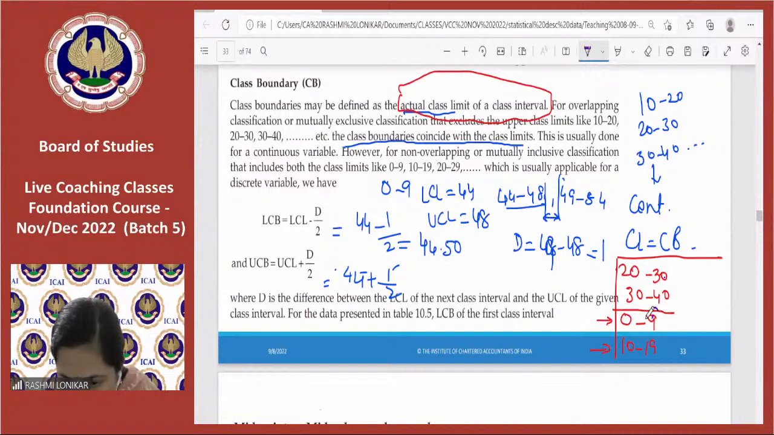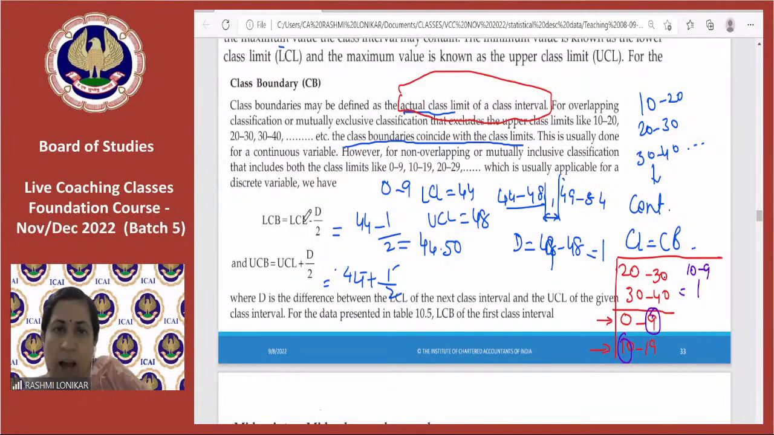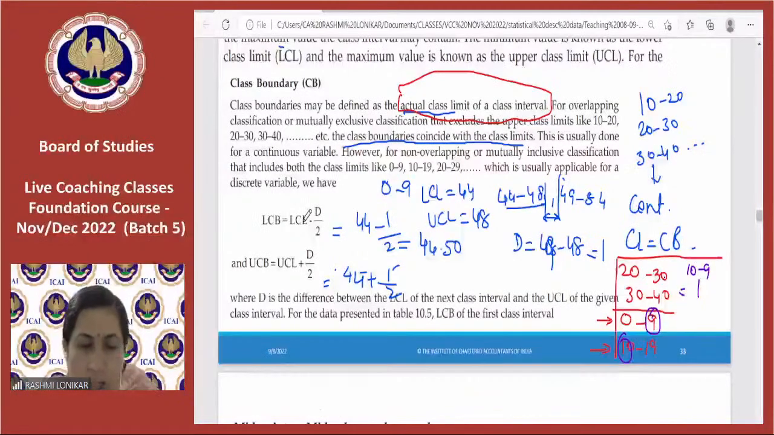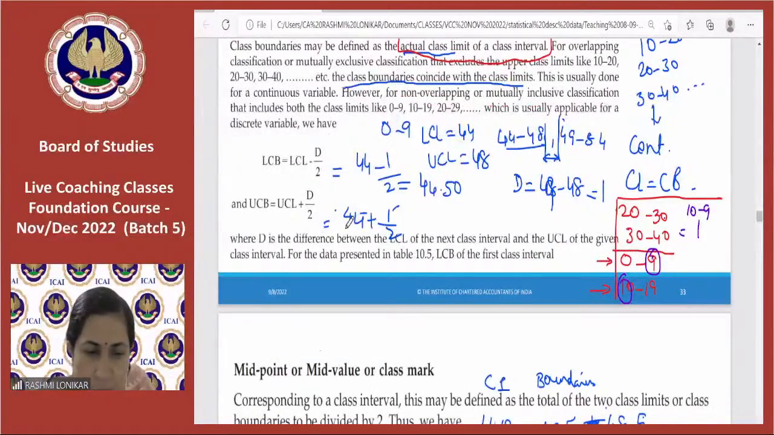This is 9 and this is 10. So what is the difference? 10 minus 9, which is equal to how much? 1. Okay. So d by 2. What happens is, once I take the lower class limit and subtract d by 2 from it, I will get the lower class boundary. So that will become the lower class boundary.